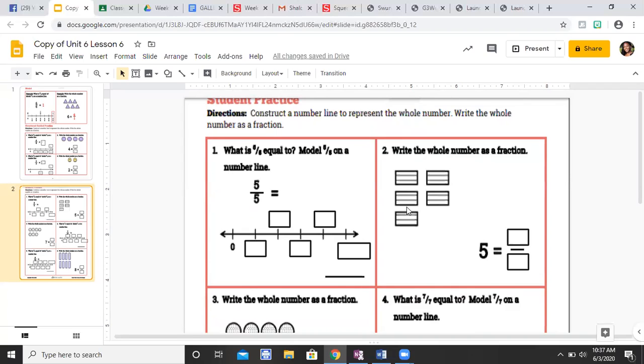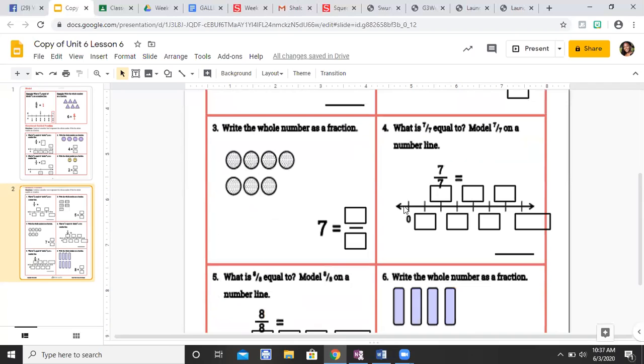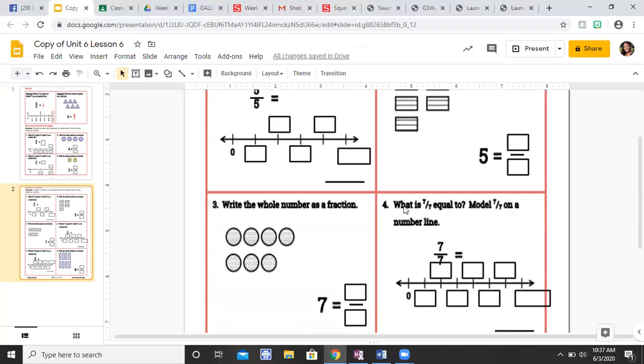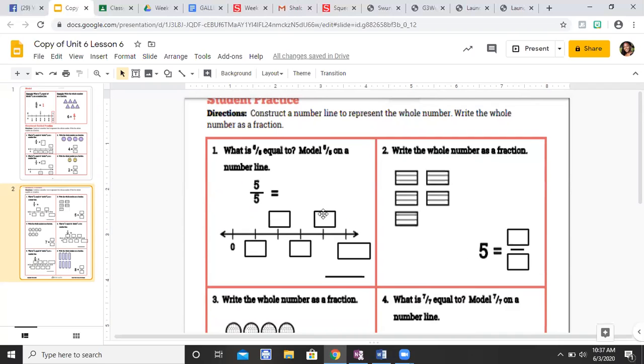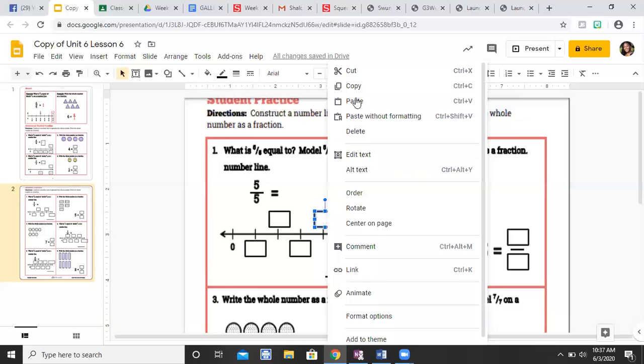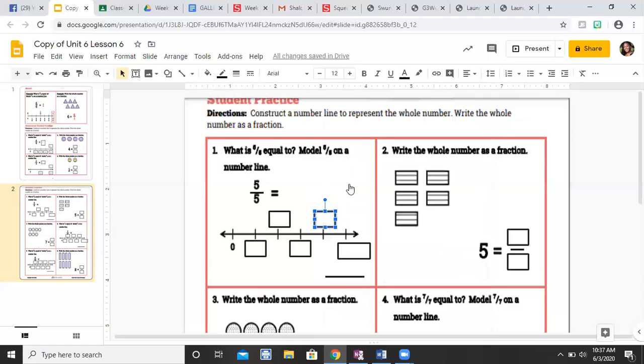Okay, boys and girls, that is it. If going through you decide you want to add a few more boxes, once again, just click on the box, right click, copy, and then paste it. Okay, and then you'll have another box there if you need it, or if you want to put one there.